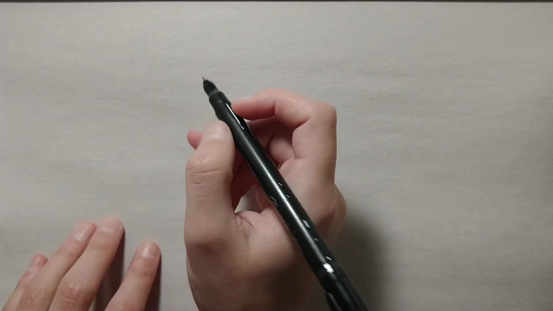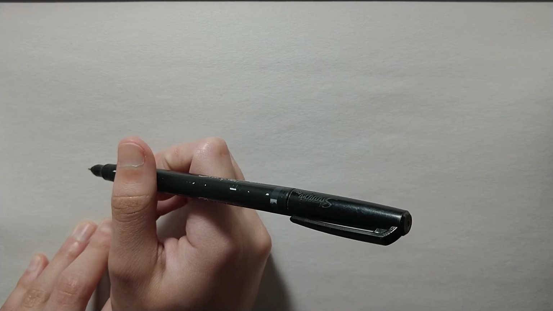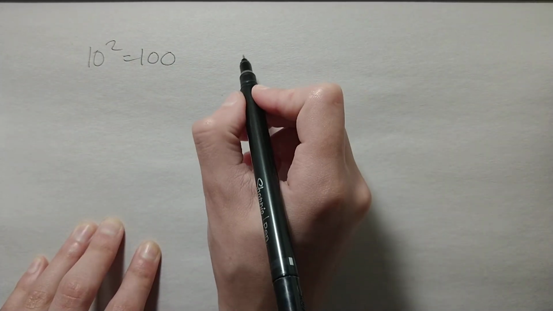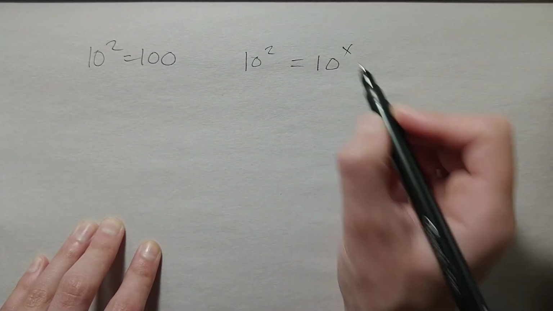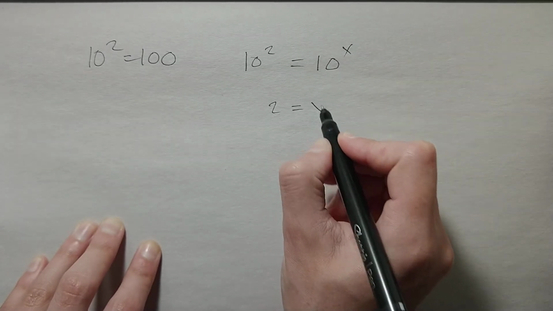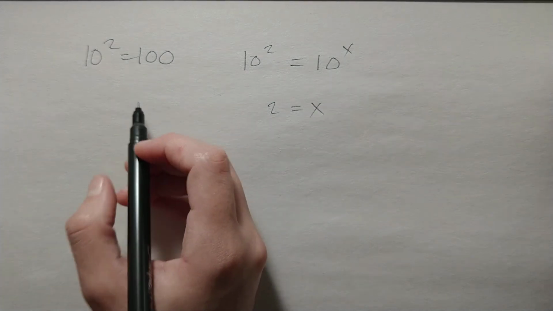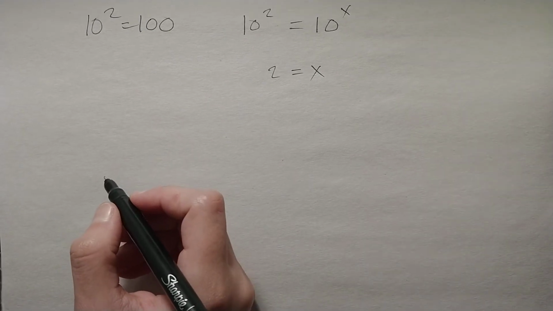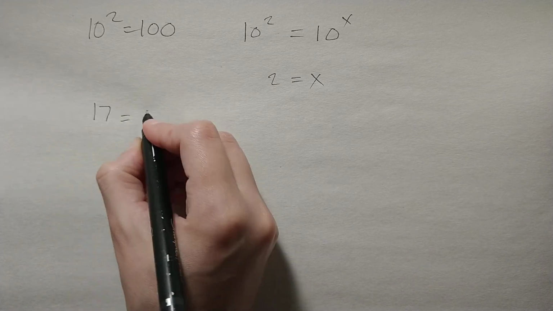Alright, so exponential equations, we know that 10 squared equals 100, right? And so if we say 10 squared is equal to 10^x, we know 2 is equal to x, right? So two exponents with the same base are going to be equal. So we can use our knowledge of logarithms and this knowledge of exponents to solve something like this.